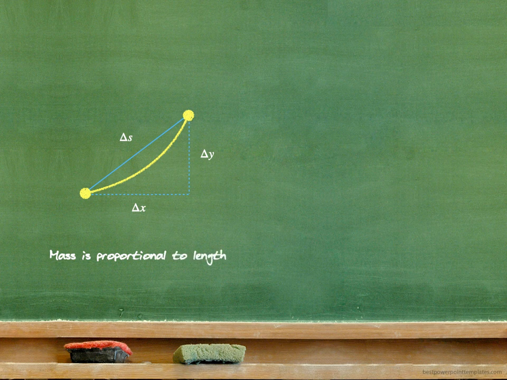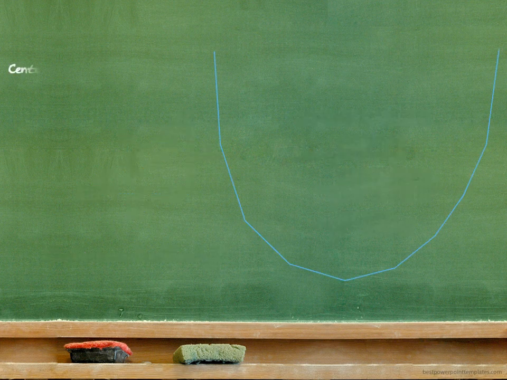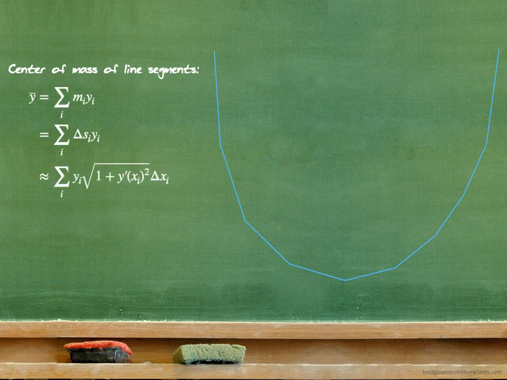In order to make this approximation trick work, we're going to need to calculate the masses of all of the individual line segments. Now, since we assumed that the string was uniform throughout, the masses of the line segments are just going to be proportional to their length. Assuming the curve is the graph of a smooth function y of x, we can use a little bit of calculus together with the Pythagorean theorem to write down a formula for the lengths of the line segments in terms of their widths. Using this formula, we can calculate the center of mass of the system consisting of all of the line segments used to approximate our curve.